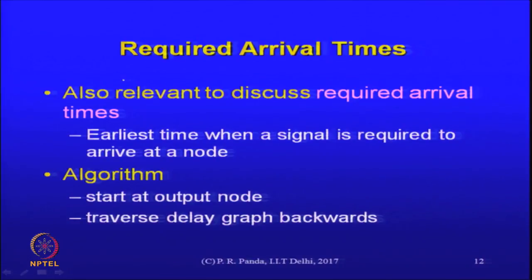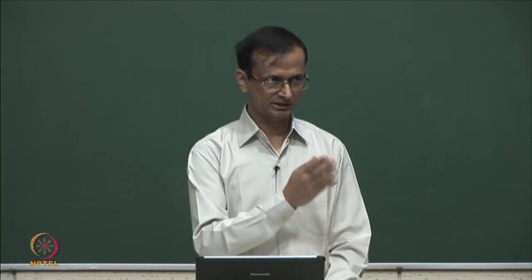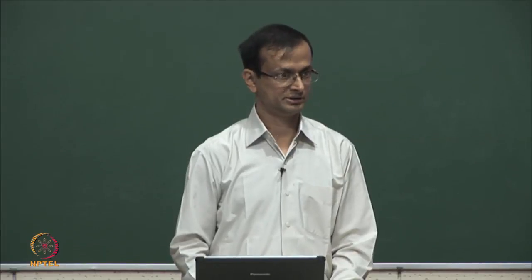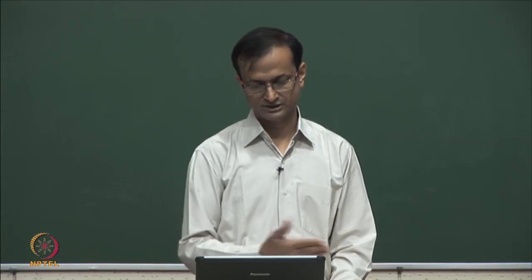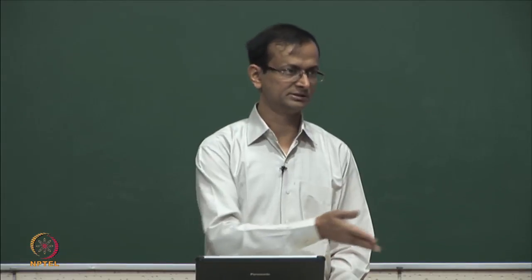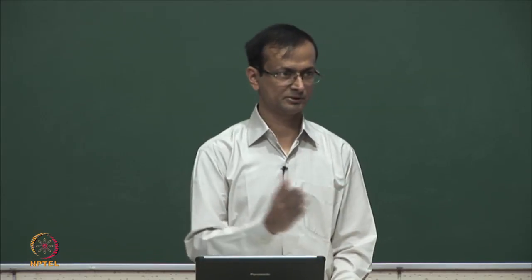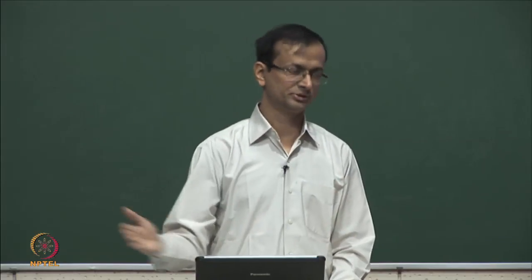We could also discuss in this context a required arrival time for a signal. So, the earliest time when a signal is required to arrive at a node, that you just start at the output node. Instead of just computing the delay, let us say you want to find some bottlenecks or something like that. You want to say if that is the max delay that I can afford, then what is the required arrival time at each of the inputs of the gates. You start at the output node and you traverse that delay graph backwards, you can annotate the required time. Instead of propagating from 0 and from the inputs towards the outputs, you could also do the reverse.